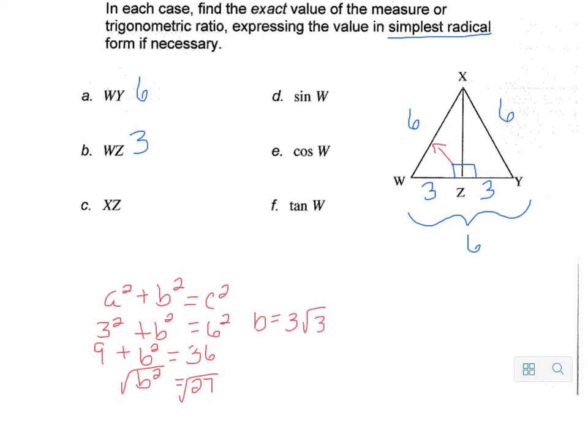Oh, there's my simplest radical form. If you don't know where I got 3 radical 3 from, please remember that 27 is 9 times 3. The square root of 9 is 3, so it's 3 radical 3. All right, so XZ is now 3 radical 3. So let's put that in here.